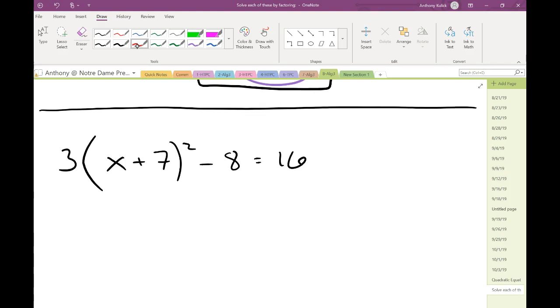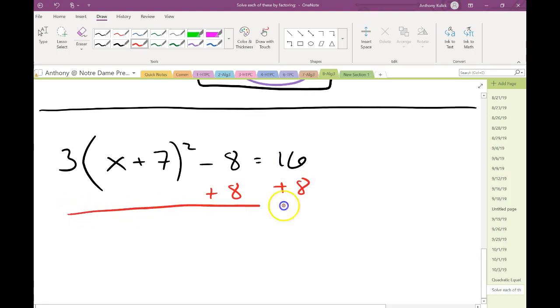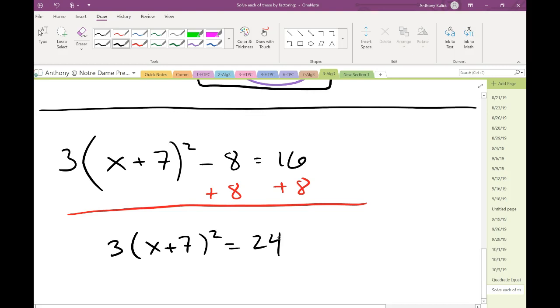Definitely not distribute. Remember, we're not trying to simplify, we're trying to solve. We want to add the 8 to both sides. Again, we're going reverse order of operations, so we're undoing things. Just like in the previous problem, what should I do next?